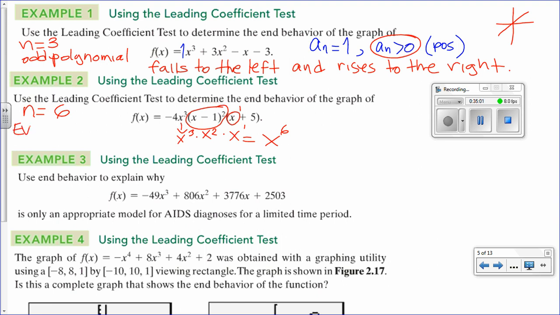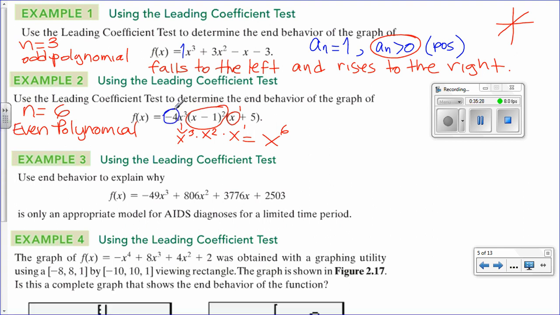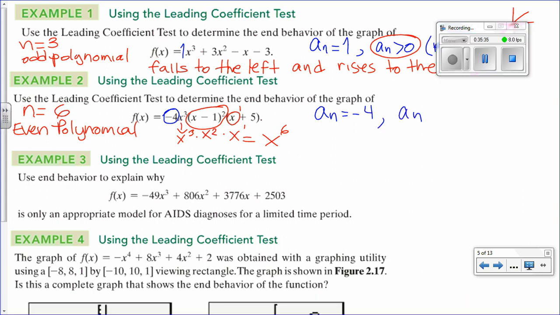And so, of course, we all know this is an even number, right? So we're going to say that we're talking about an even polynomial. And so for those, they have the same behavior left and right, either rising on both sides or falling on both sides. So let's look at the leading coefficient now. The leading coefficient is just going to be that number, -4. So we say a sub n is equal to -4. That means that a sub n is negative, less than 0. And so because of that, it's just like the case of the parabola, right? So we're going to say it falls to the left, and it also falls to the right.